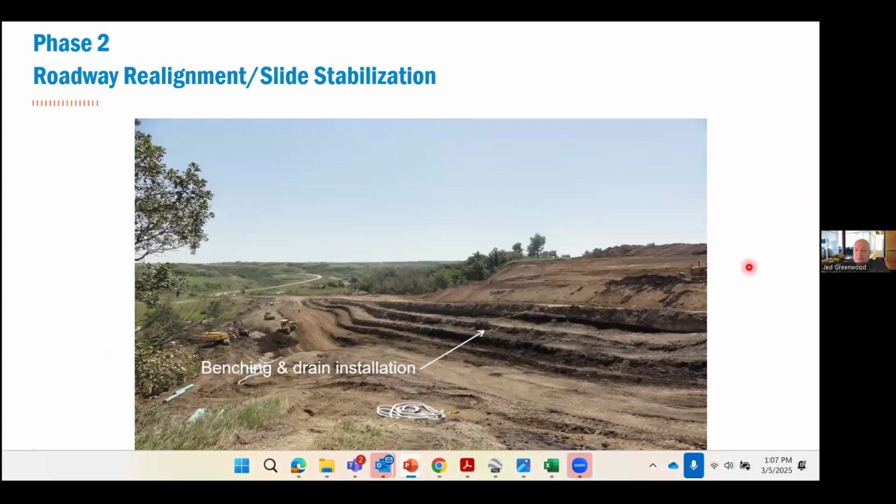And here's what it looked like during construction. So they've cut these benches down. I think this is just prior to when they would have started putting that drainage blanket in with the pipe network.